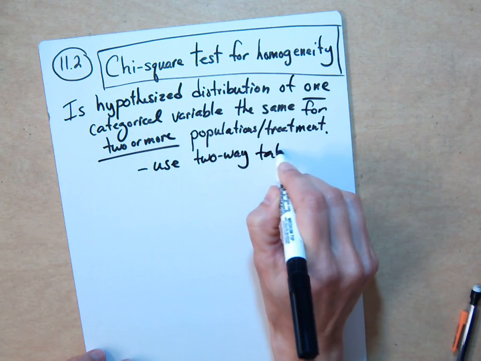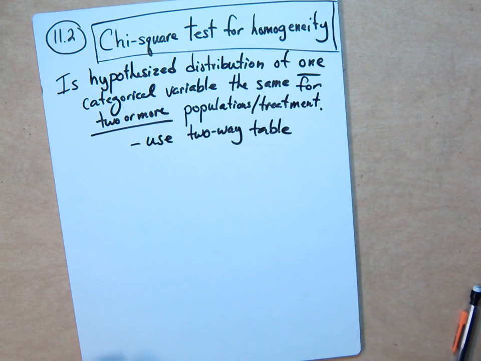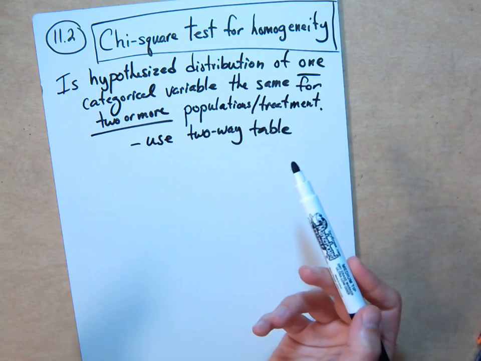So when we did the M&Ms, there was just one population, which was the M&Ms from the main, wherever they're made, and we were looking at the distribution of color. That was our categorical variable, color, and there were several different colors possible that you could represent just in a single row. But here, since we have two or more populations, you're going to usually see a two-way table.